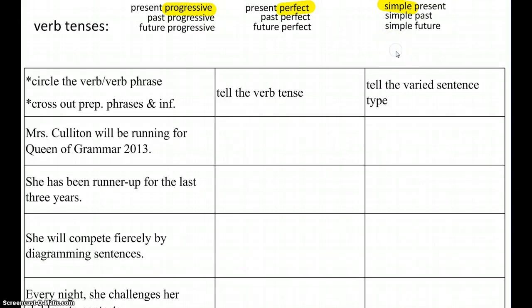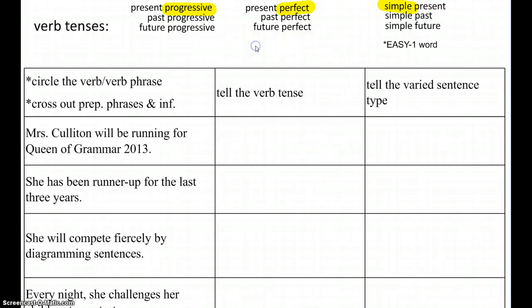When we look at simple tense, we want to think of something that's easy. And the easiest thing that we can have in grammar is one word. So when we look at our simple tenses, typically they're going to be one word. The only exception to that is our future tense, but future tense always has a helping verb, and the helping verb will always be the same. It's will. So other than that helping verb, we're going to look for one word, and that's going to be a simple tense.